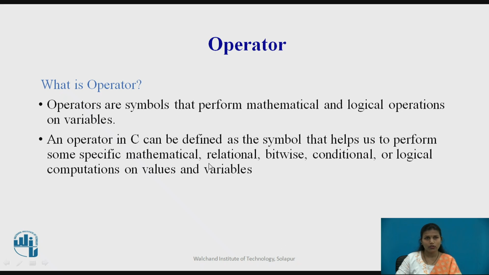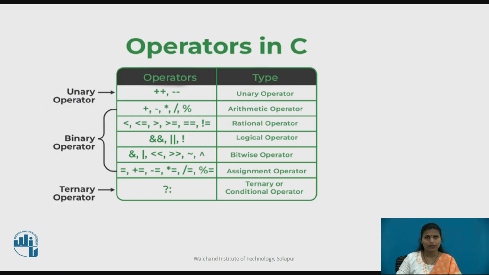First of all, what is an operator? Operators are the symbols that perform mathematical and logical operations on variables. Operators in C can be defined as symbols that help us perform specific mathematical, relational, bitwise, conditional or logical computations on values and variables. As you can see here, there are three main types of operators.